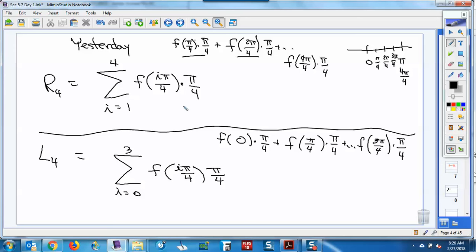So if I had 10 of them, I'd go 0 to 9. If I had 100 of them, I'd go 0 to 99. That would make 100. We'll get into that here in a minute.